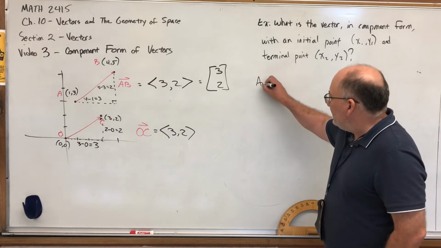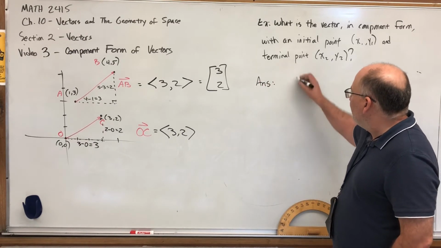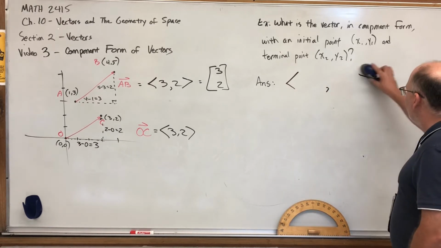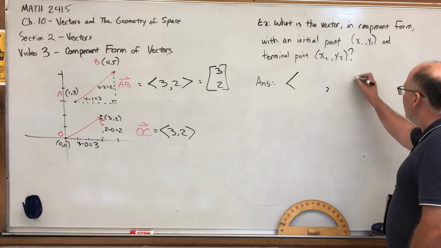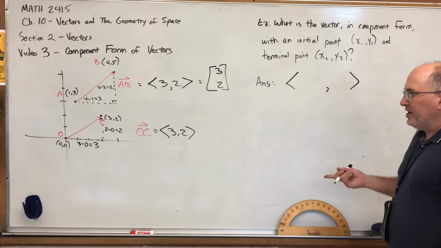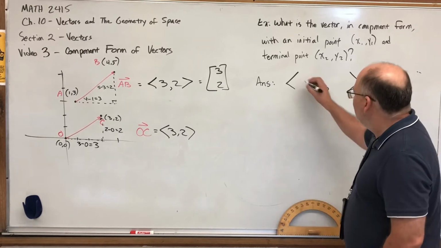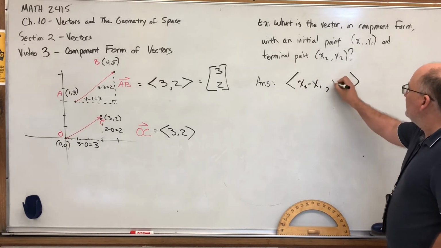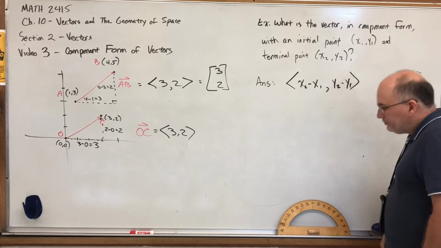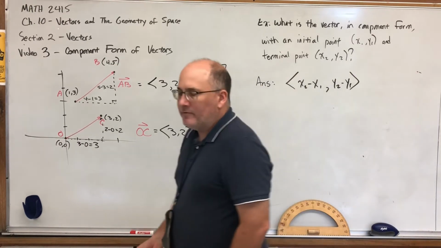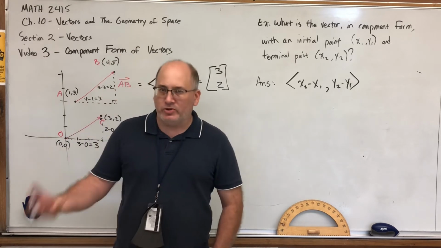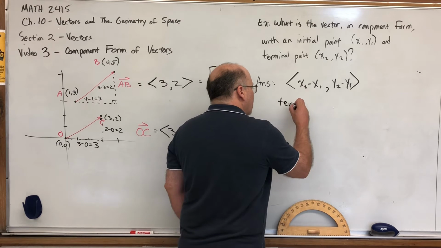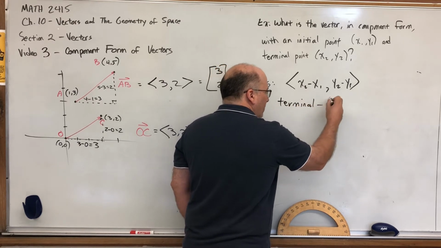And the answer is pretty easy. This isn't really a formula. It's more of an idea. Just ask yourself how we calculated the component form over there. Well, we took the terminal point's x and subtracted the initial point's x, x2 minus x1. And we did the same thing for the y's, y2 minus y1. So it's real easy to come up with the component form of a vector if you know the coordinates of its initial point and its terminal point. Just remember, it's always terminal minus initial.